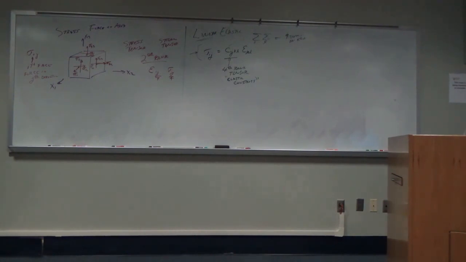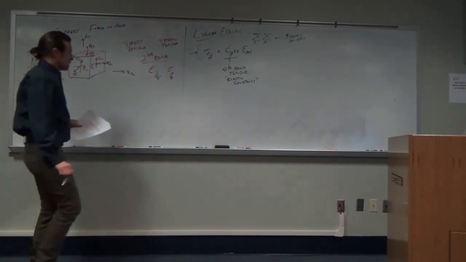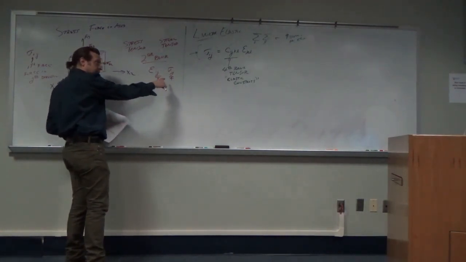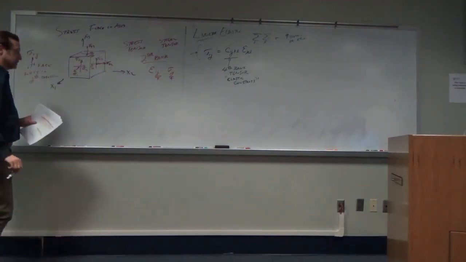Strictly speaking, there are going to be 81 total elastic constants. The good news is, mostly we don't need those. And the reason we don't need them is because both the strain tensor and the stress tensor are symmetric.